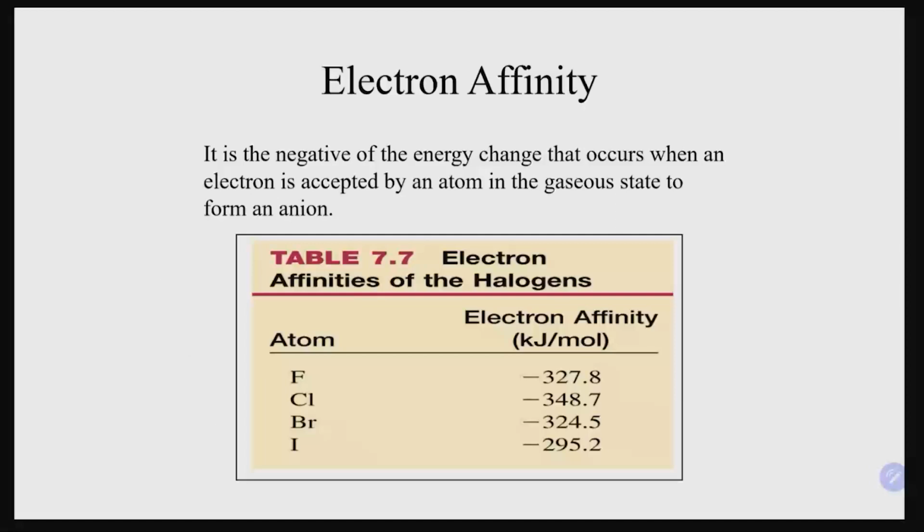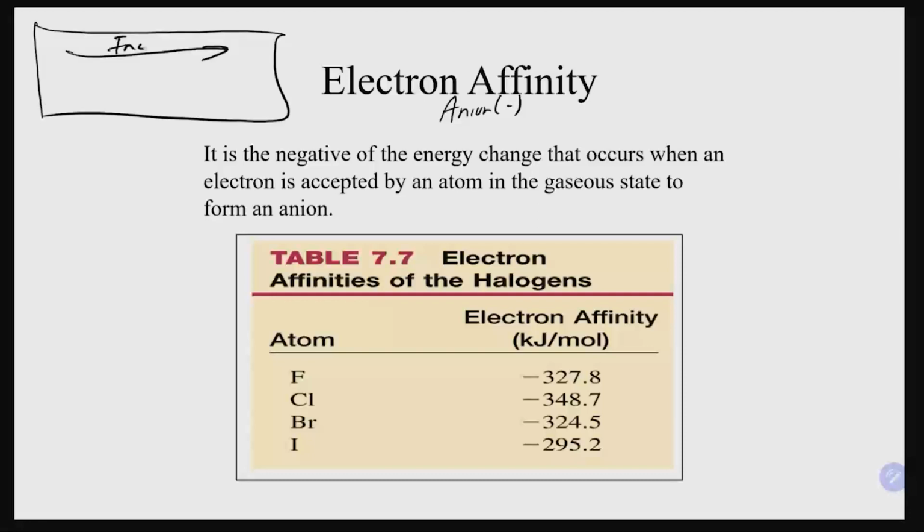Now, electron affinity is another thing that we oftentimes will look at. Electron affinity is the energy change that occurs when an atom gains an electron. So when somebody gains an electron, that's pretty much an anion formation, right? It becomes negatively charged. Electron affinity increases as you go this way and decreases as you go that way.